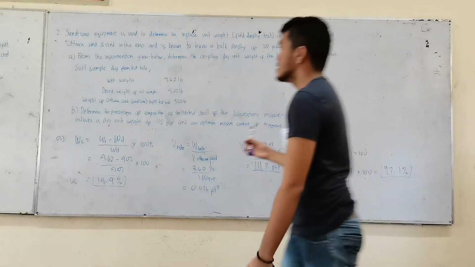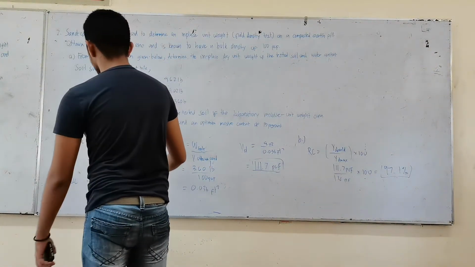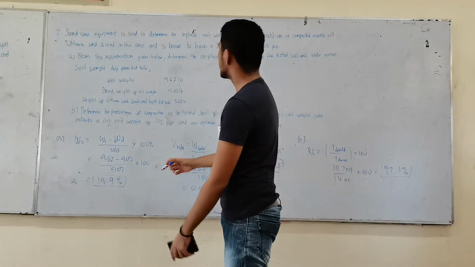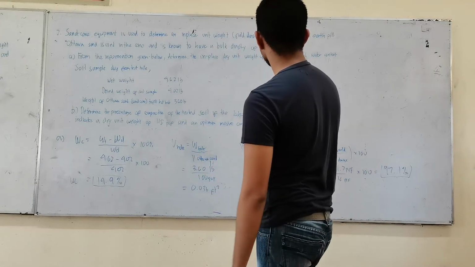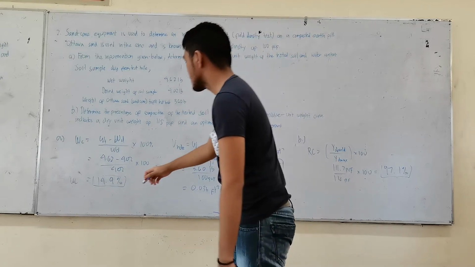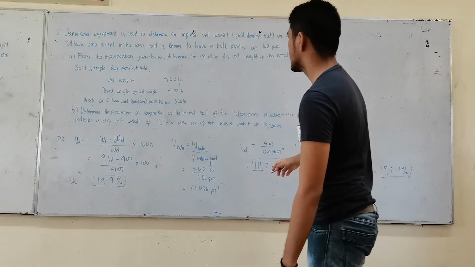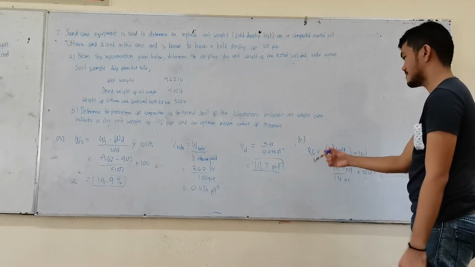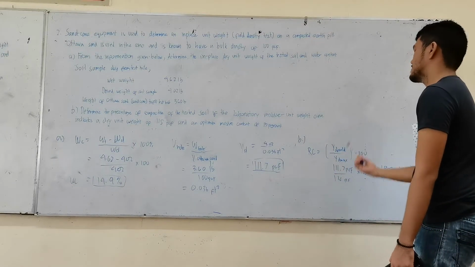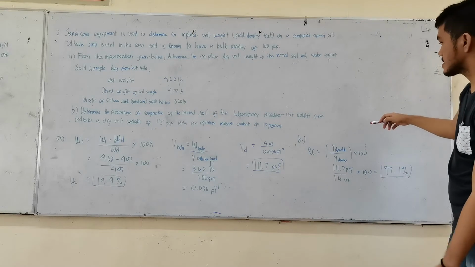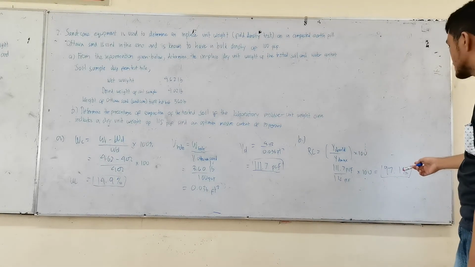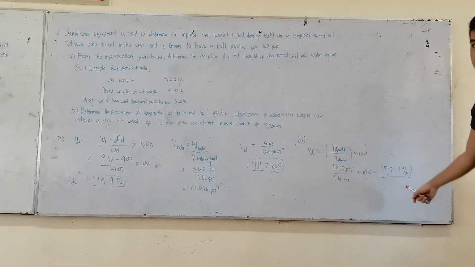So, in summarizing for the first problem, we have a water content of 14.9% and an in-place dry unit weight of 111.7 pounds per cubic feet. And for the second problem, we will have a percent compaction of 97.1%.